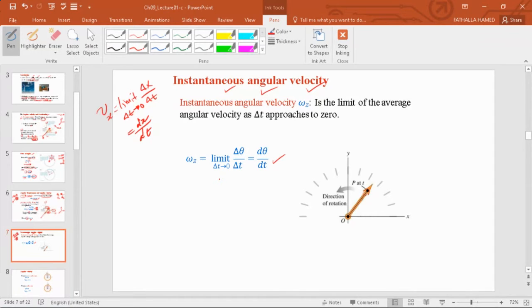Is this clear? We're not doing anything new. We're following what we did previously here. And of course, here we take the subscript avg out and we put only omega z. The reason we have the z here is because the object is in the xy plane and the rotation is around the z-axis. Is this clear?